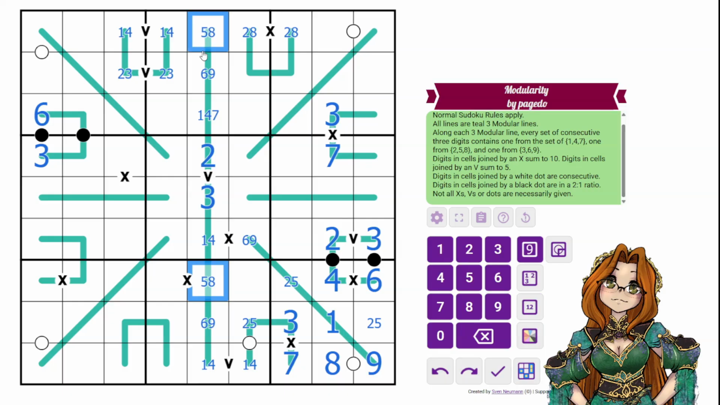So 5 and 8. But a 5 can never go in an X, because 5 plus 5 equals 10, and we can't have those next to each other. So that's an 8 with a 2, and this 8 sees the 5 up here. This 2 makes it a 3, 2. 3 by Sudoku in this box goes here. Wonderful.